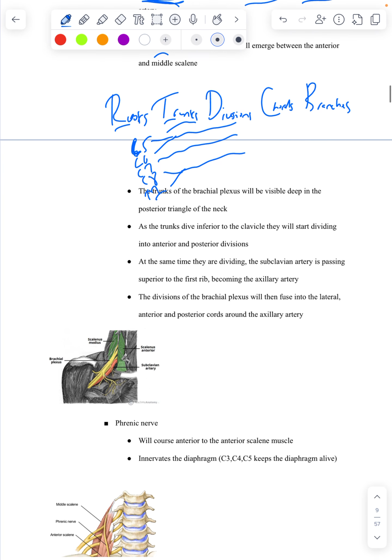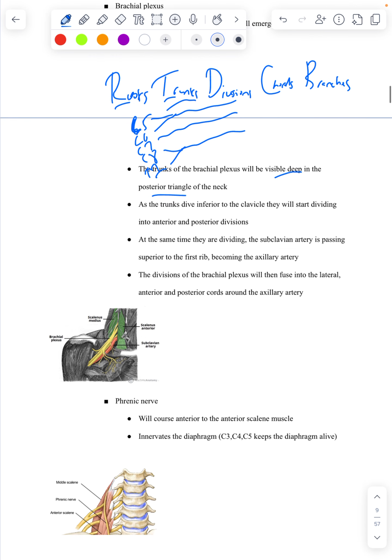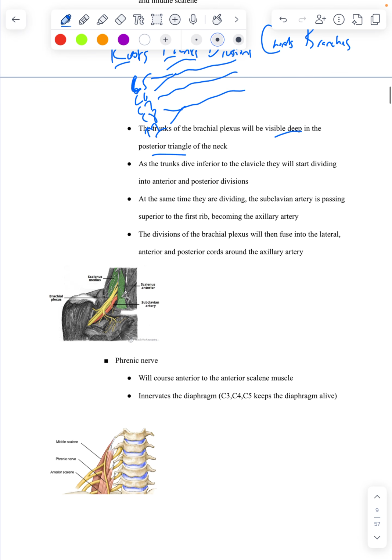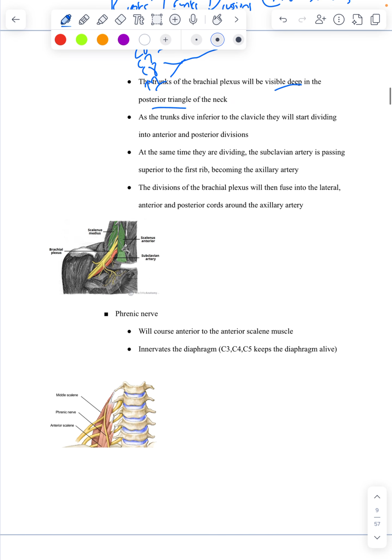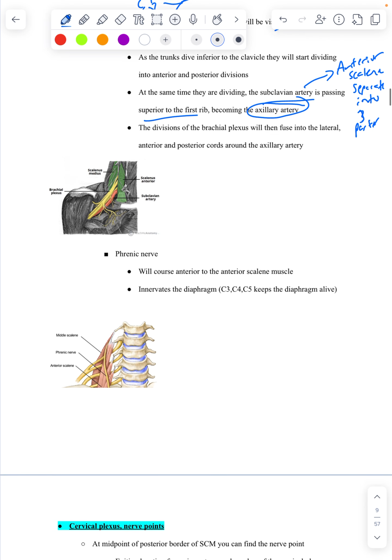But yeah, so the trunks will be deep in the posterior triangle. And then later on, you'll get your divisions, cords, and branches. And we saw the subclavian artery passes near them, superior to the first rib. Your subclavian artery actually has 3 parts to it, which we'll see. It gets separated into parts by the anterior scalene muscle. So the anterior scalene will separate it into 3 parts. And then after those 3 parts are done, later it just becomes the axillary artery.